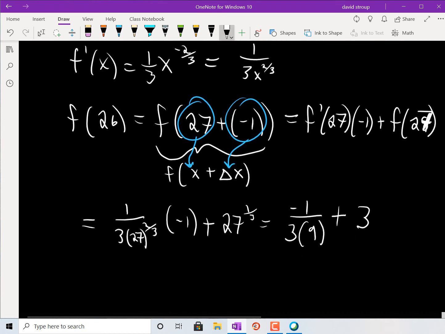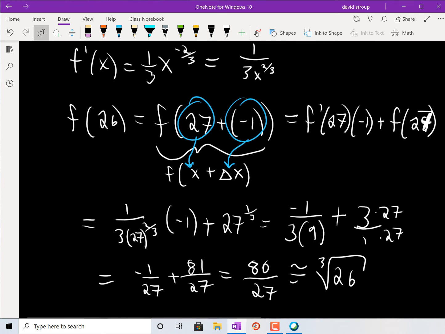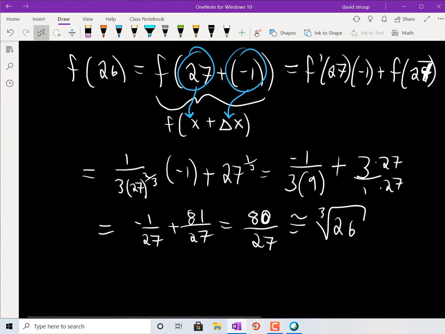Okay, so we'll get -1 all over 27 plus, get a common denominator, 81 all over 27, which equals 80 over 27, which is an approximation for the cube root of 26, believe it or not. You can go to your calculator and check it, but it is. Okay, it's really, really close. So that's one kind of neat trick you could pull off.